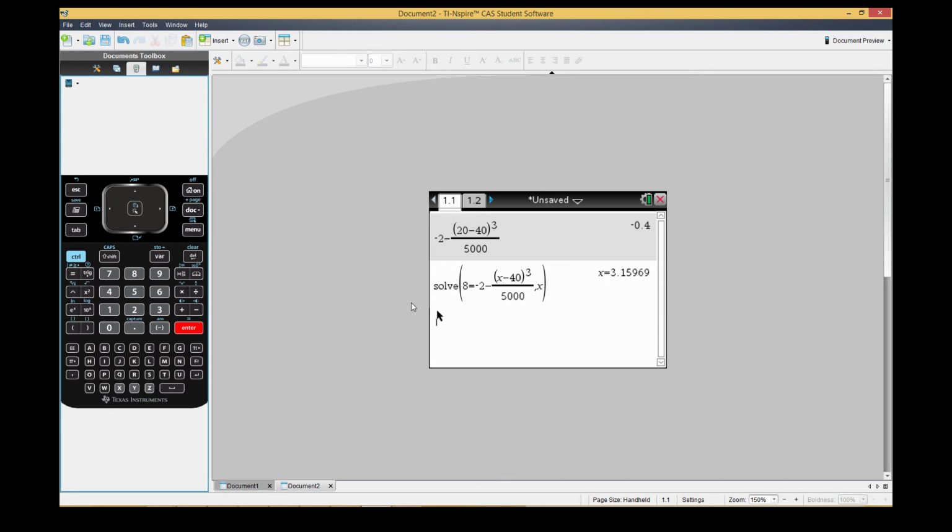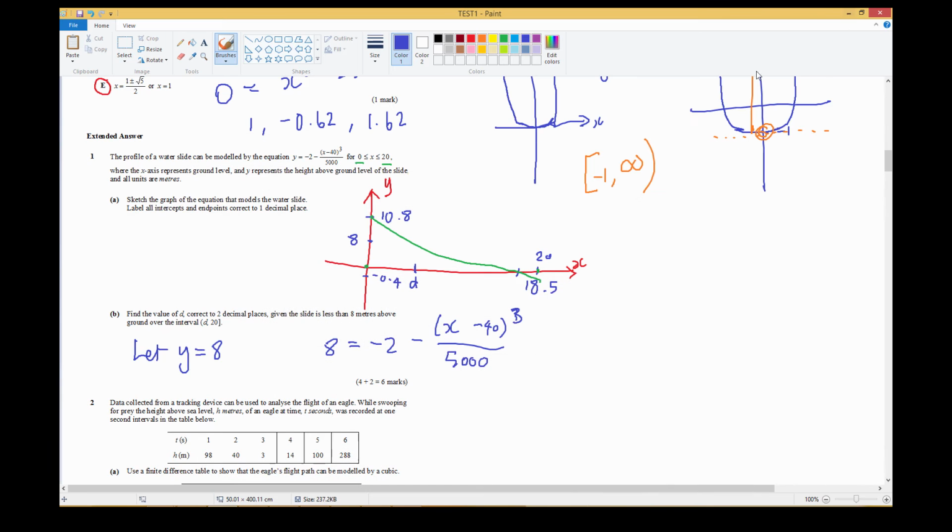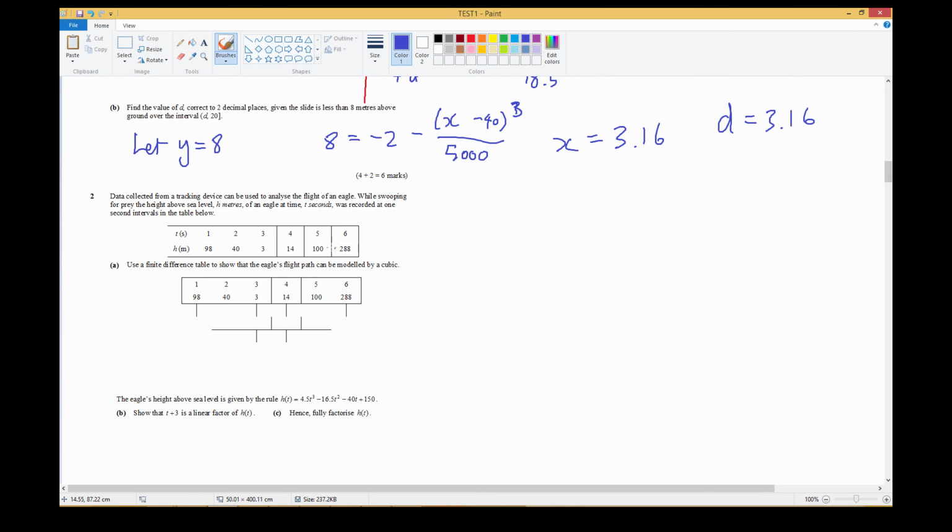So x equals 3.15. Right, so that's 3.15 or 3.16. So at x equals 3.16, the value of d is 3.16. Right, go on to the next question, which is question 2.